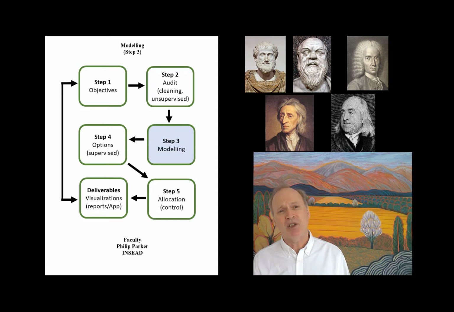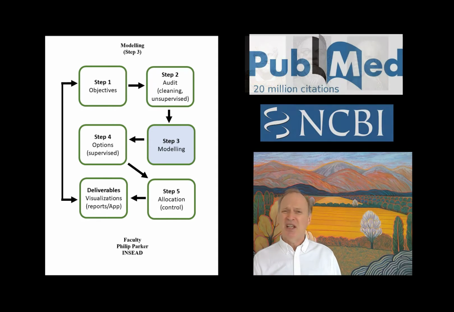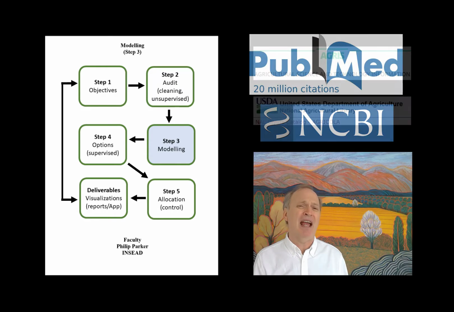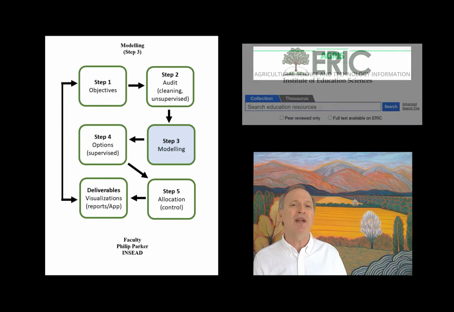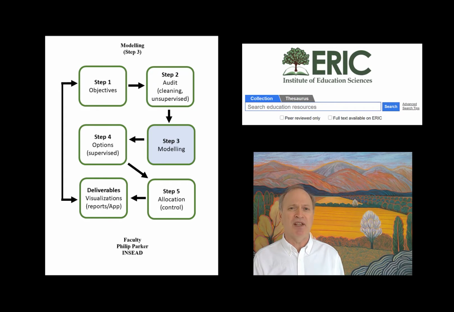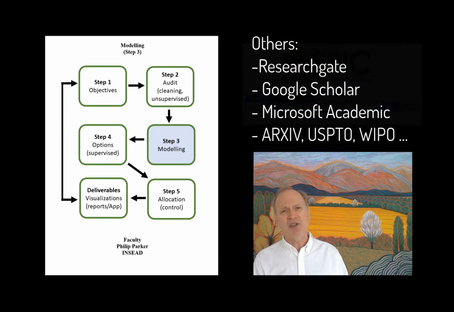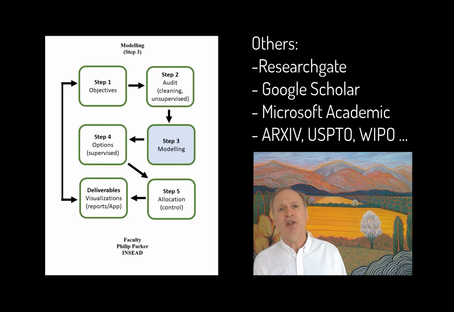In the medical, physical sciences, biology, of course, you're going to go to PubMed and you're going to deep dive into that. If you're in the field of agriculture, you might go to Agris or Agricola. If you're in education, you're going to go into ERIC's database, etc. More broadly, ResearchGate.net, Google Scholar, Microsoft Academic, etc. You're going to just scour the literature for the subject that you're interested in.